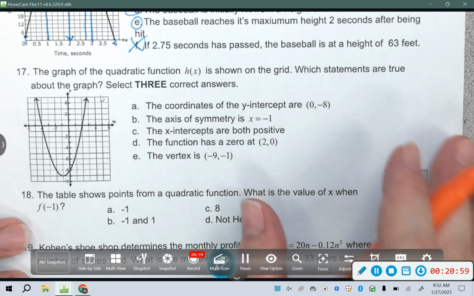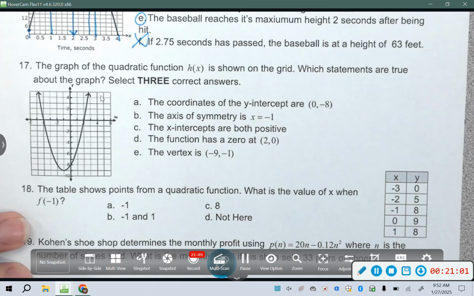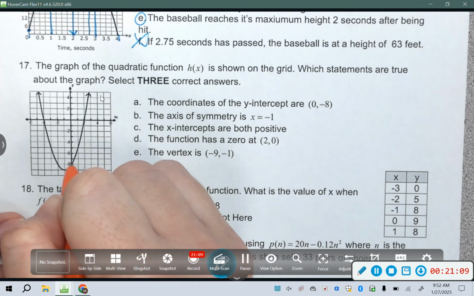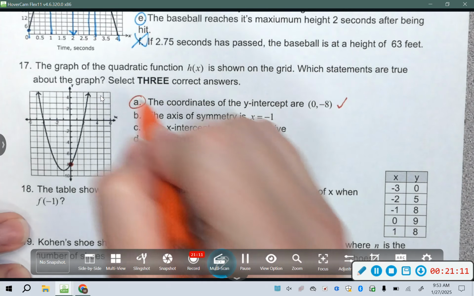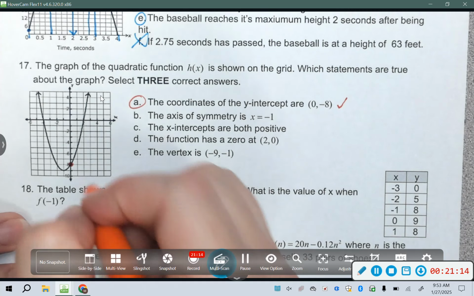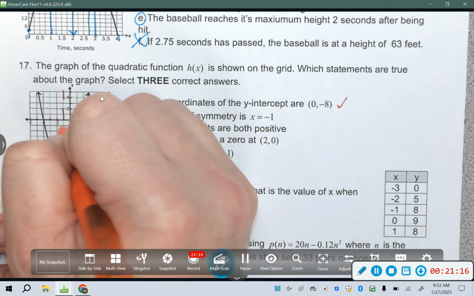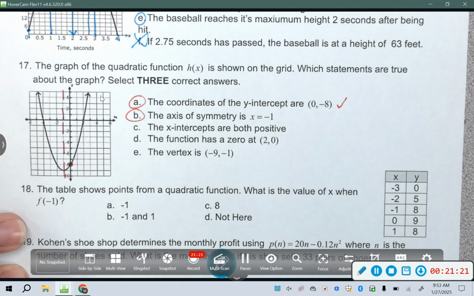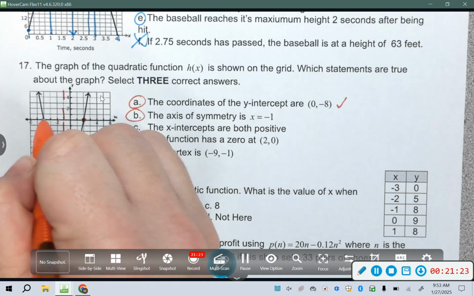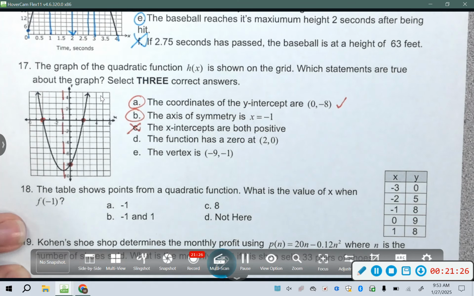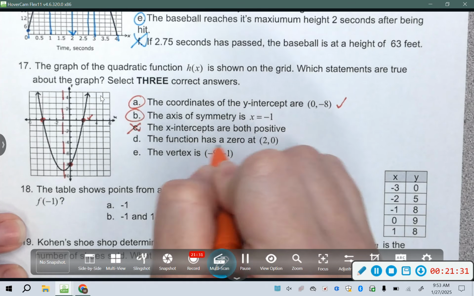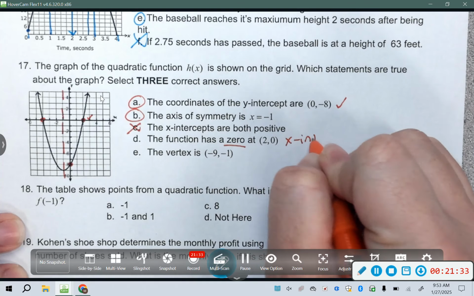Okay, look at number 17. It says the graph of a quadratic h of x is shown on the grid. Which statements are true? Select 3. So it says the coordinates of the y-intercept are 0, -8, which is true. The axis of symmetry is x equals -1, so it's always x equals, and let's see, that is true. It says the x-intercepts are both positive, so we have a +2, but this is a -4, so that is not true. The function has a 0 at 2, 0. That is a 0. Remember, zeros are just x-intercepts.